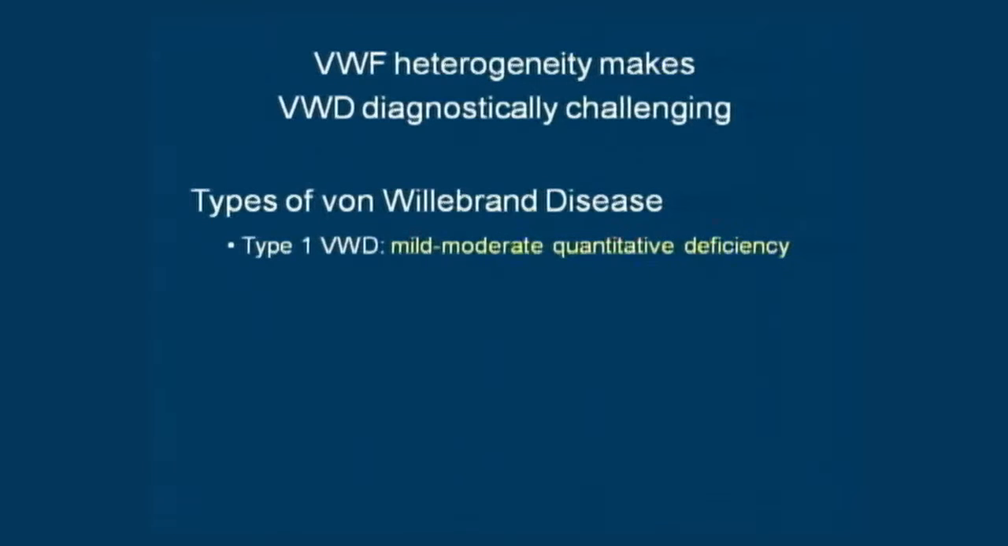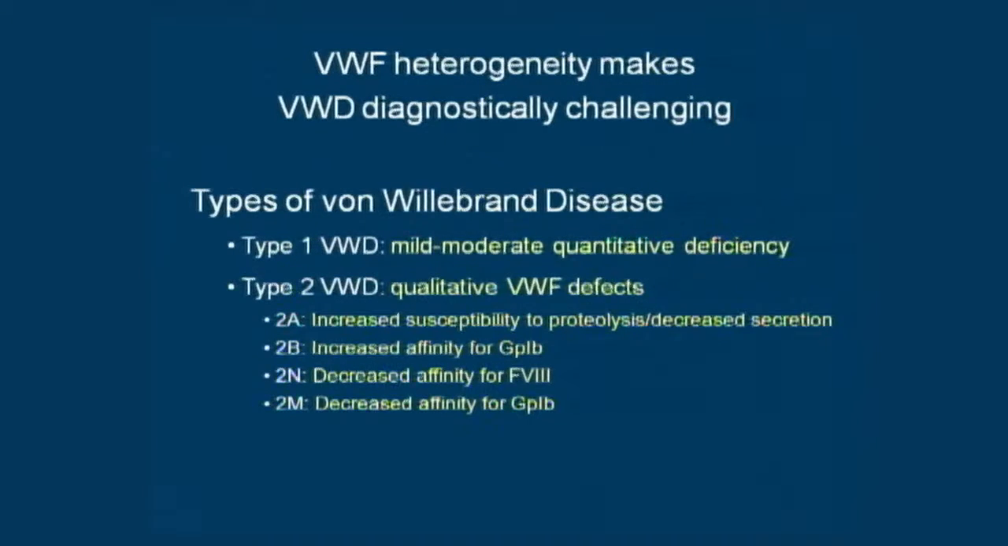Type 1 von Willebrand disease is the mild to moderate quantitative deficiency in von Willebrand factor. This is the most common form. About 70% of patients with von Willebrand disease will be classified as type 1, and these are where the diagnostic challenges usually lie. Type 2 von Willebrand disease is when there's a defect in the VWF function.